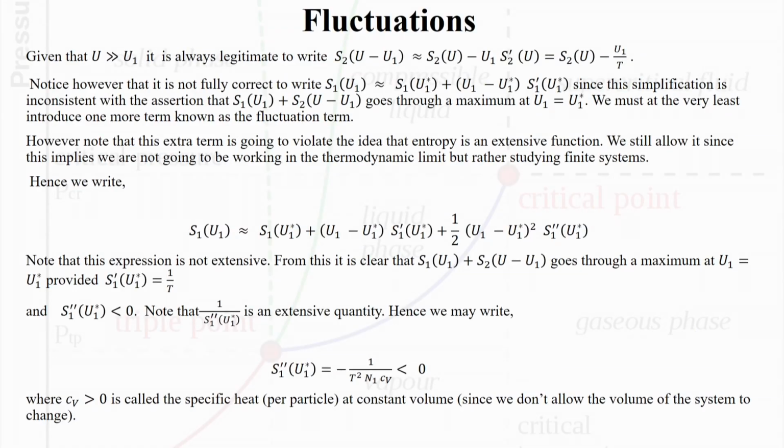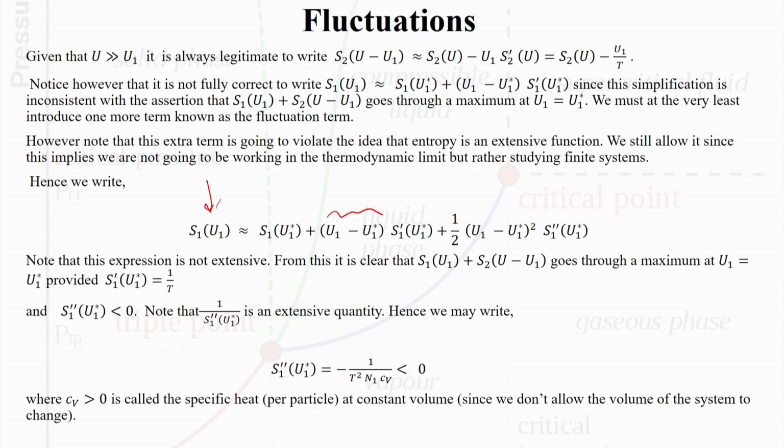Okay, so what does that mean? The idea is that we of course don't stop here. So what we do is we do a Taylor series around u1 star. Remember that u1 star is the most probable value of the internal energy of the system. So I expand in powers of u1 minus u1 star. That is my small quantity, so I am close to the most probable value of the internal energy.